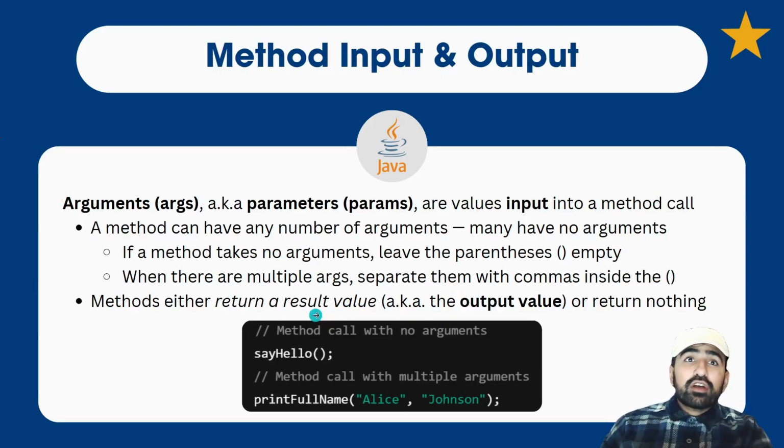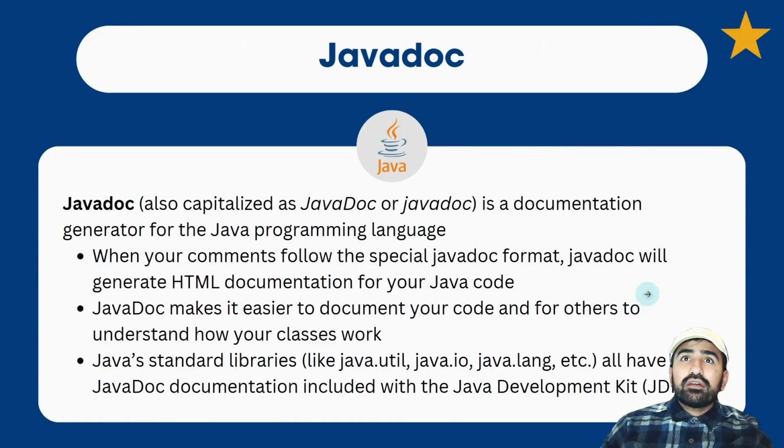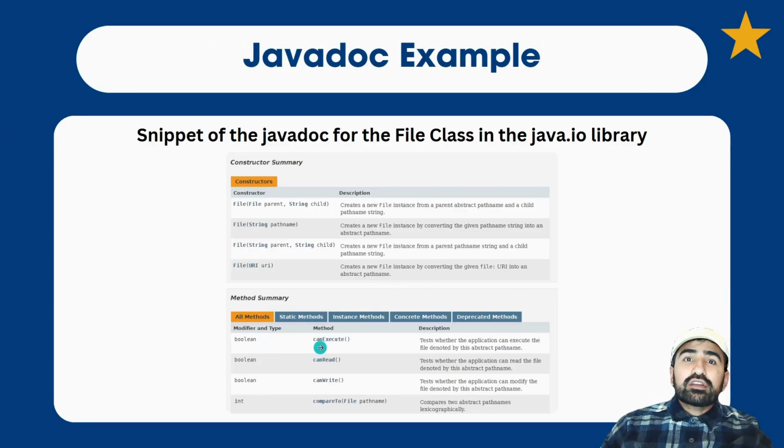So the Javadoc will tell you everything about what that method does, the type of the return, the arguments, etc. Input and output, right, for the method. All can be found on the Javadoc. So if we go back here to our example Javadoc, you can see that the canExecute method has a boolean return type. The canRead method has a boolean return type. The canWrite method, boolean return type. Funny enough, the compareTo method has an int return type.